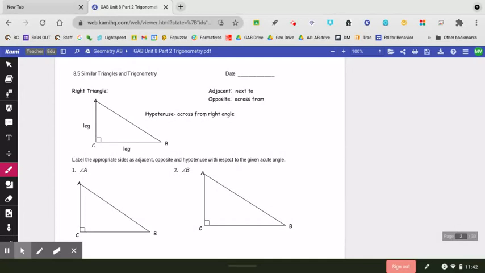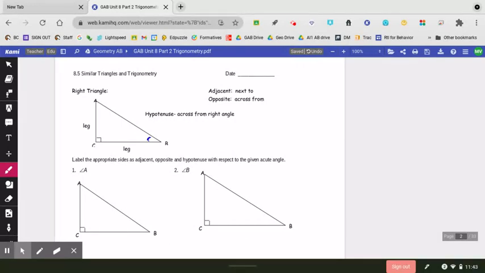When we're talking about trigonometry, this goes with similar triangles and right triangles, because when we have a right triangle and we know one of the angles, we will know all the triangles with that angle are similar. That's how trigonometry works.